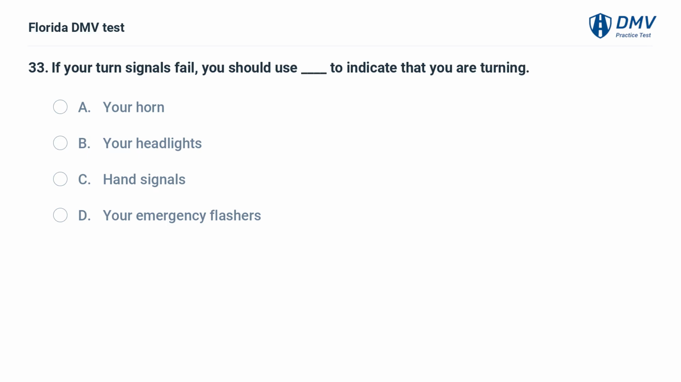If your turn signals fail, you should use what to indicate that you are turning? A. Your horn. B. Your headlights. C. Hand signals. D. Your emergency flashers.